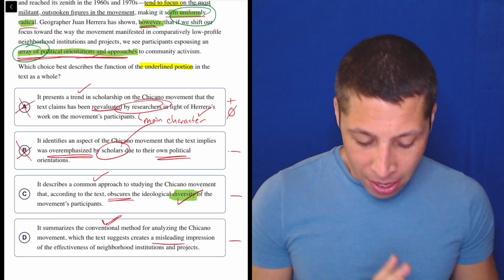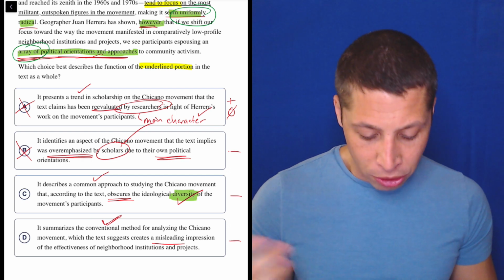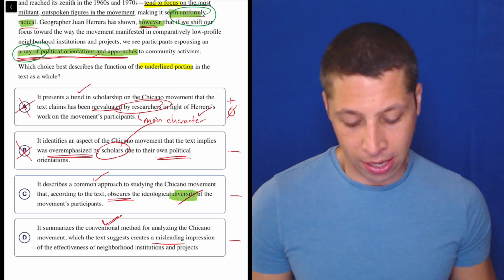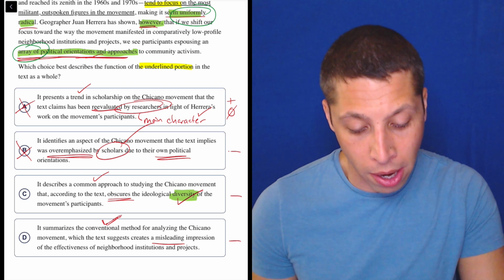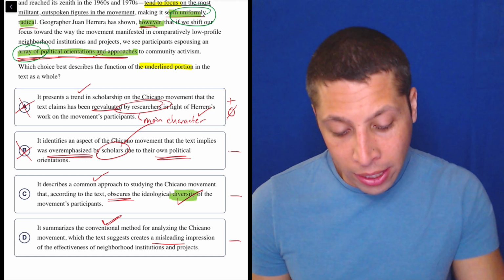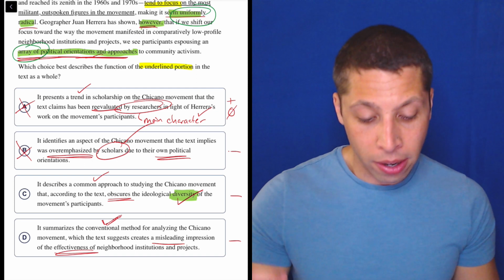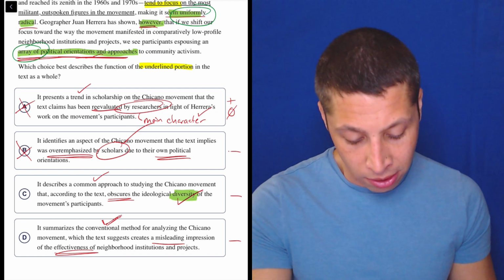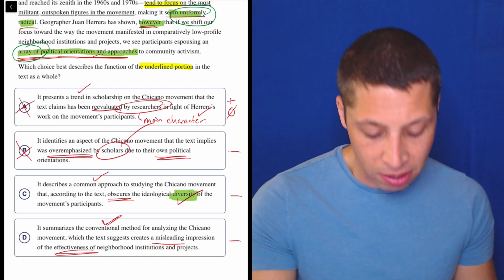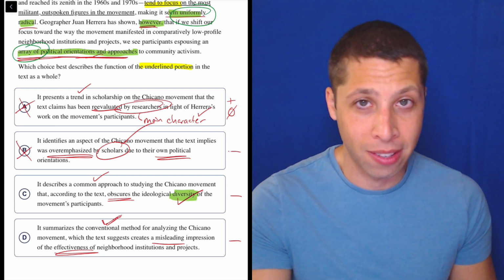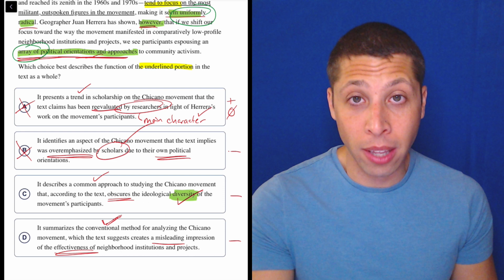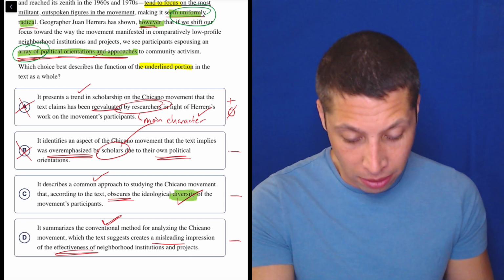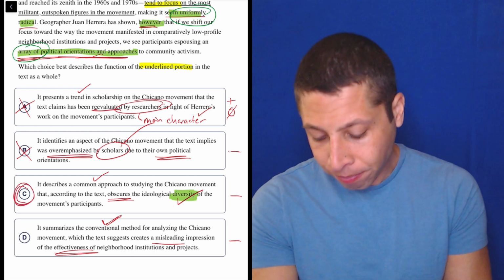Let's make sure. It summarizes the conventional method, which the text suggests creates a misleading impression of the effectiveness of neighborhood institutions and projects. Well, notice we never actually get anything that says that they're effective. It just says that they used different approaches, focusing on community activism, which I assume would be institutions and projects in the neighborhood. But it doesn't say whether or not they were effective or not. It doesn't say that they somehow were lying about how effective they are. So that piece isn't there.